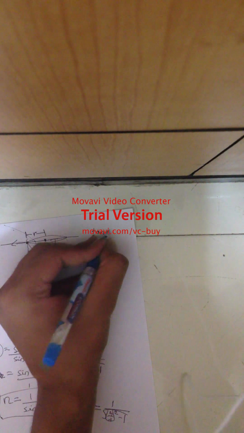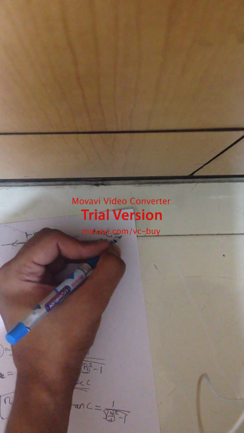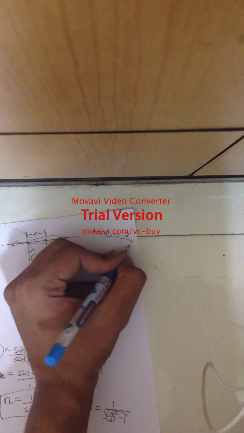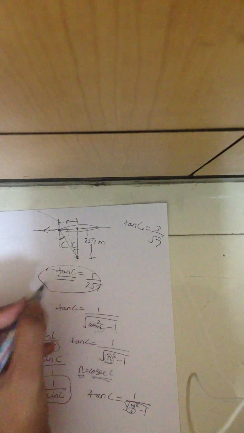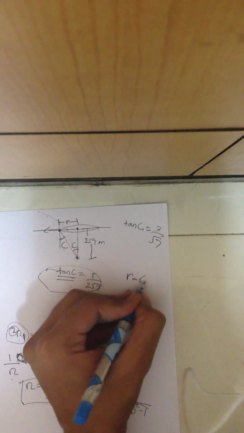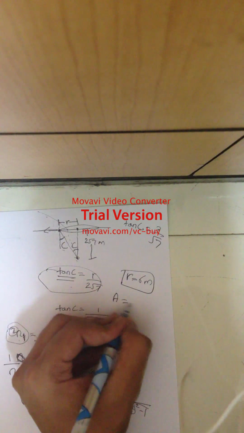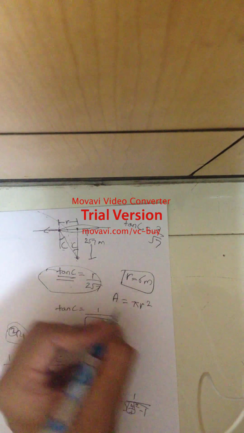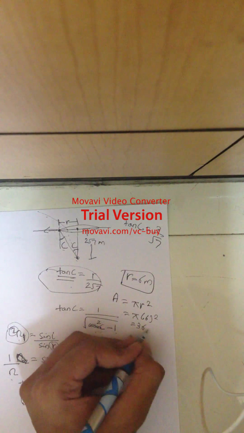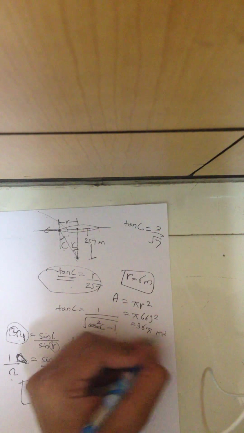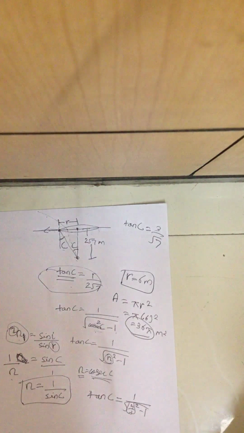My tan c, let me write it here so that it becomes clearer, would be something around 3 over root 7. I substitute the value of tan c in this formula, and I'll get the value of r as 6 meters, right? Now I can find the area. What is that equal to? Area is equal to pi r squared, which is pi into 6 squared, which is 36 pi meters squared. So basically this is the effective area through which one could see the bulb, right?